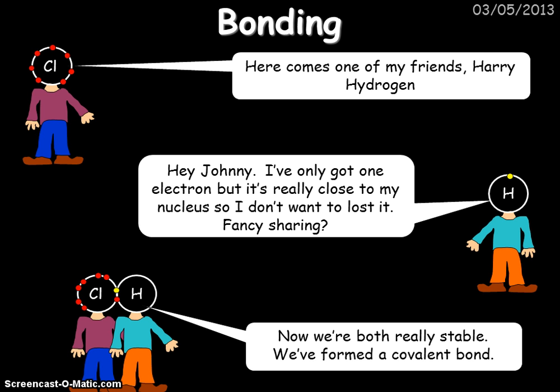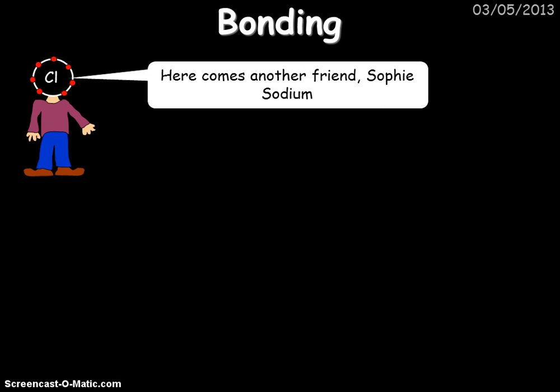Now this is a covalent bond, and we know that because first of all, they are both non-metals, and secondly they are sharing electrons, and those are the 2 main features of a covalent bond: non-metals, and they are sharing electrons. Okay, so let's have a look then.